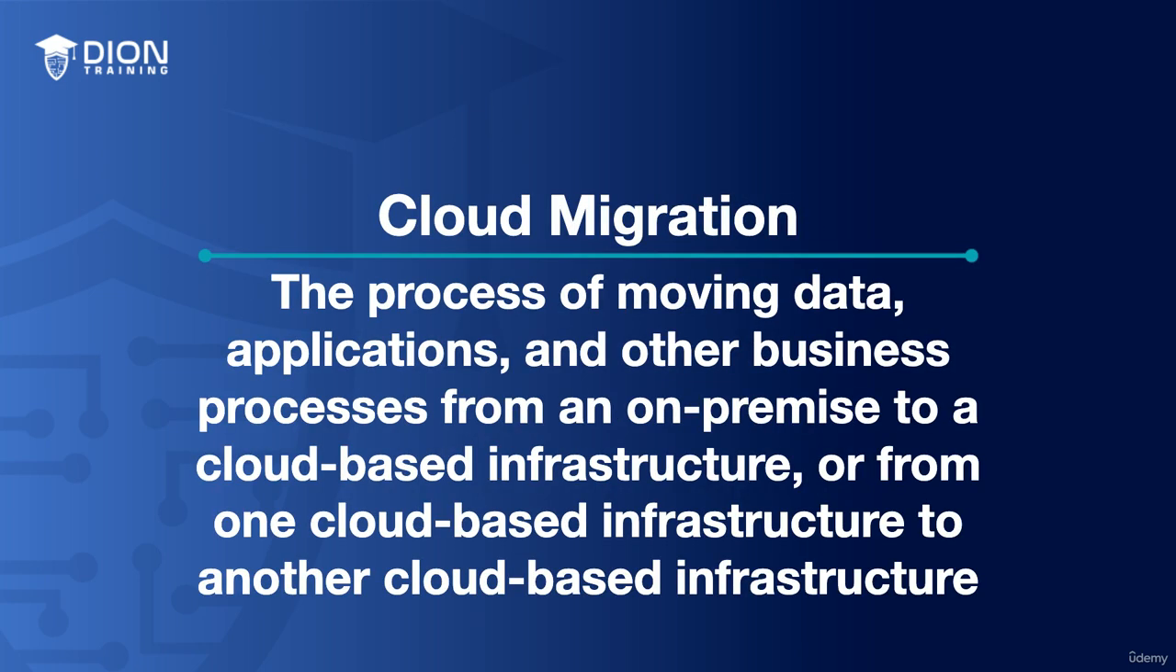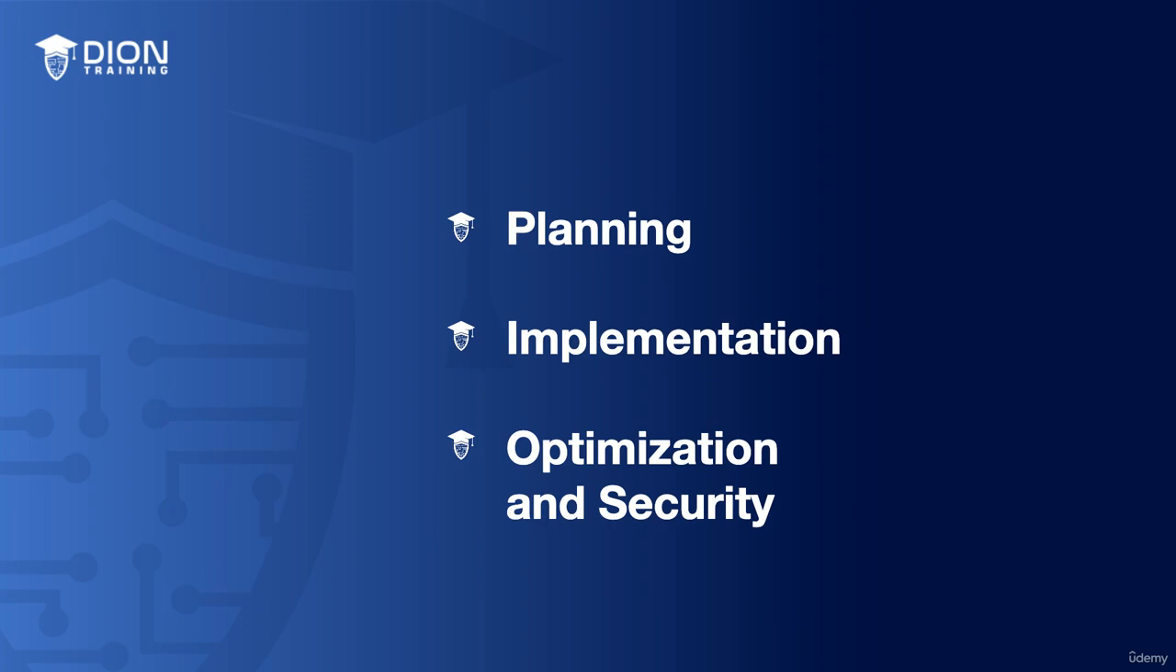Second, we have the phases of a cloud migration. Cloud migration is the process of moving data, applications, and other business processes from an on-premise environment to a cloud-based infrastructure, or from one cloud-based infrastructure to another cloud-based infrastructure. This process can be really complex and requires careful planning and execution to ensure a smooth transition. During a cloud migration, there are three main phases that you're going to be focused on. First, planning. Second, implementation. And third, optimization and security.